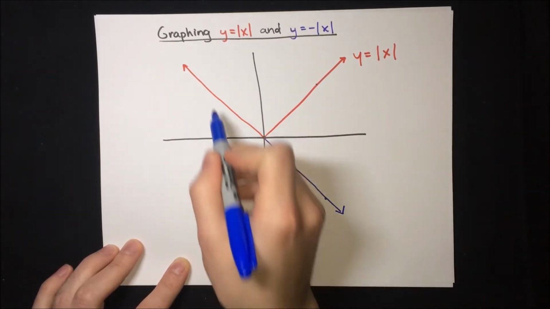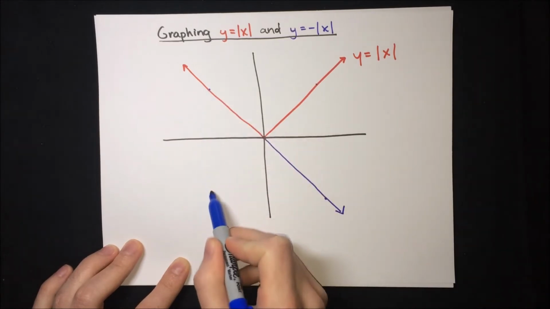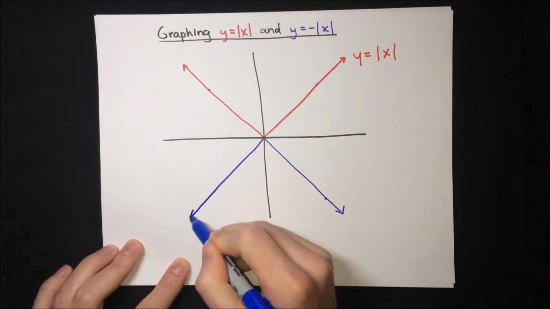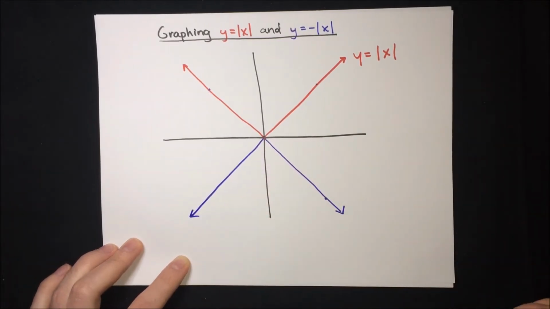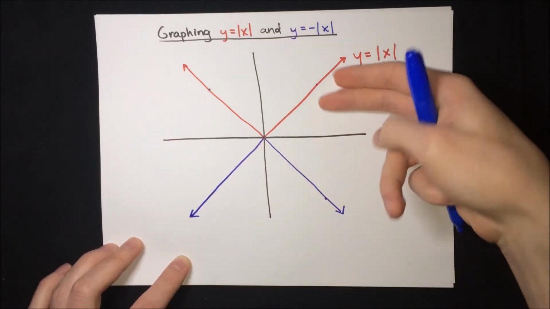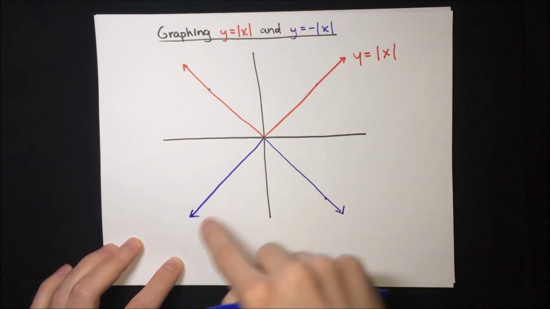Similarly, on this side, this point here flips over and takes its negative y value, and all the other points on that side also follow suit. So it's like the x-axis is a mirror, and we've just reflected this function y equals absolute value of x over the x-axis.